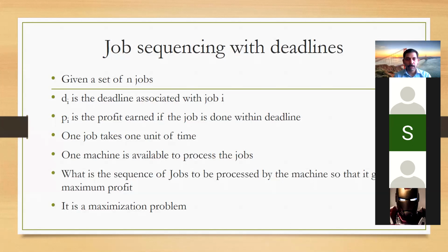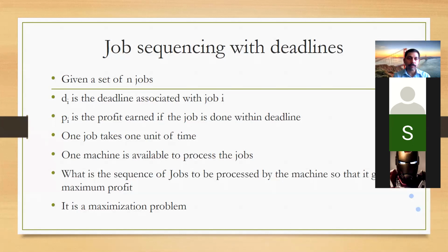Given a set of n jobs, there will be n different jobs. Second, Di is the deadline associated with job i. Di means it is a deadline. It tells that this particular job has to be done within this deadline. For example, let the deadline be number of hours. So job 1 has to be done within 1 hour. Job 2 has to be done within 2 hours. So these are the deadlines.